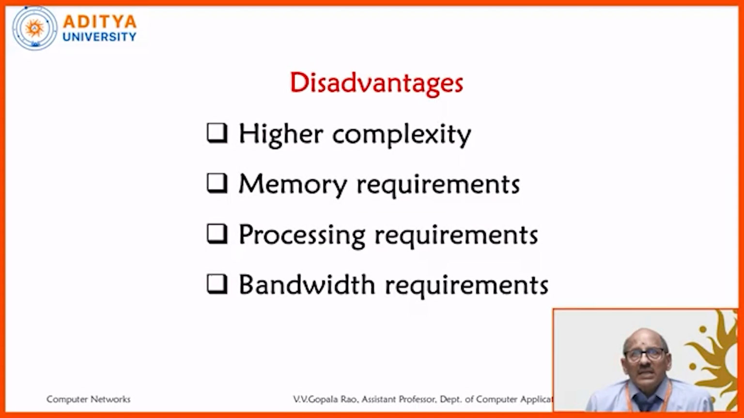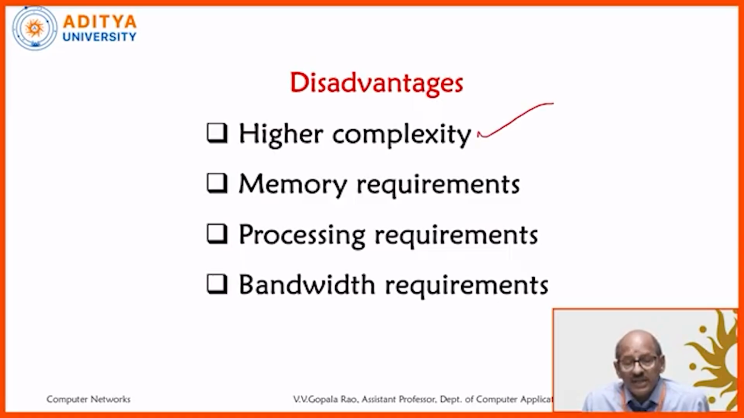There are also several disadvantages in the link state routing algorithm. First, higher complexity. If the network is simple, you are able to manage it, but as it goes on extending, it is very difficult to manage. So complexity automatically rises here. That is why it is one of the disadvantages of the link state routing algorithm.